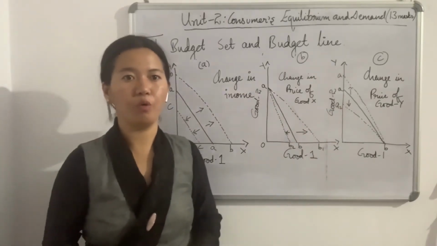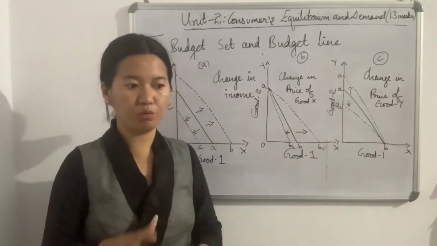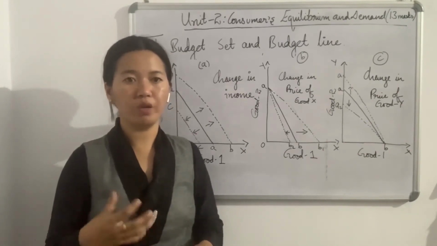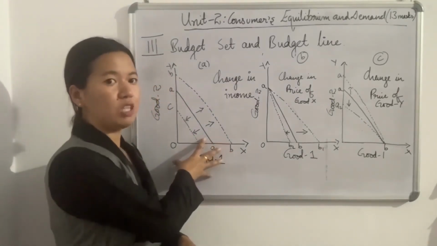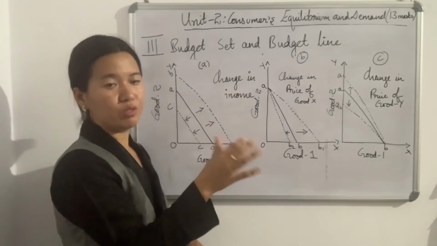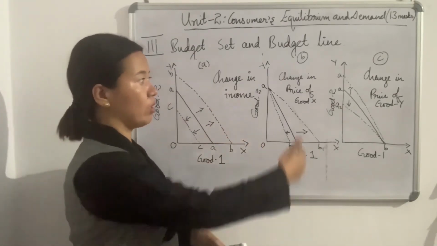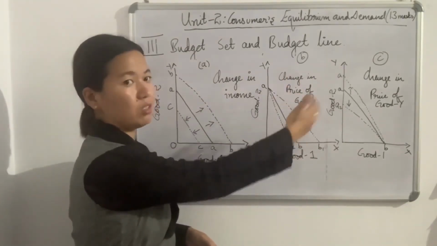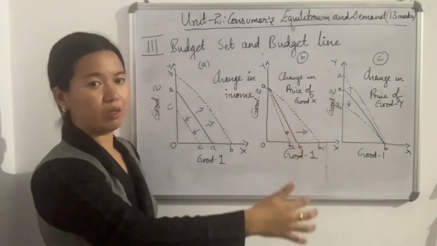It mainly depends upon your income and prices of two goods. Now, the point which we have to keep in mind is when we are talking about change in income, the prices of two goods remain constant. And when we are talking about the change in prices of two goods, your income will remain constant.